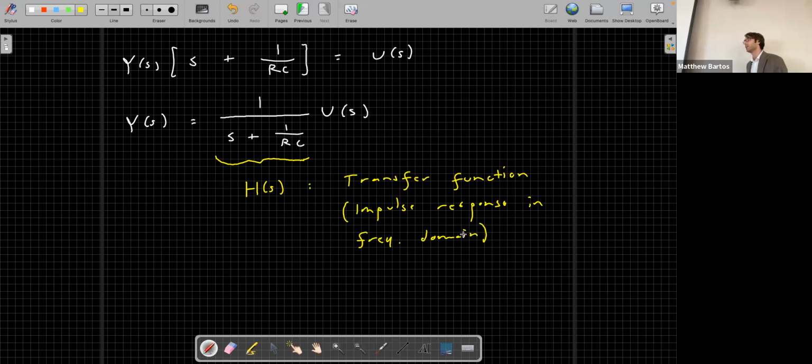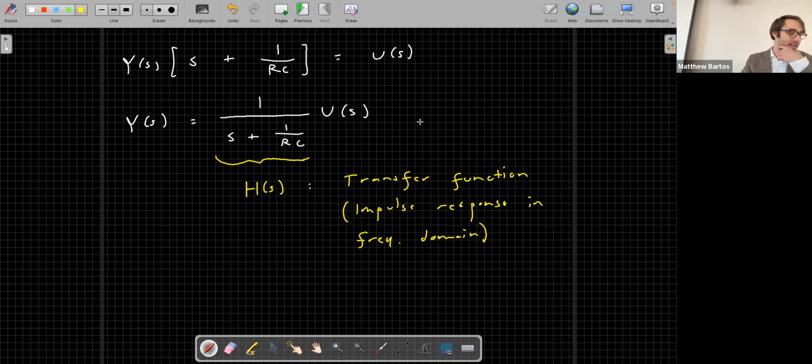Okay, so if you had the impulse response function and you took the Laplace transform of it, you would get this expression here. And vice versa. If you have the transfer function, you can take the inverse Laplace transform and get the impulse response. Okay, so let's go ahead and do that.